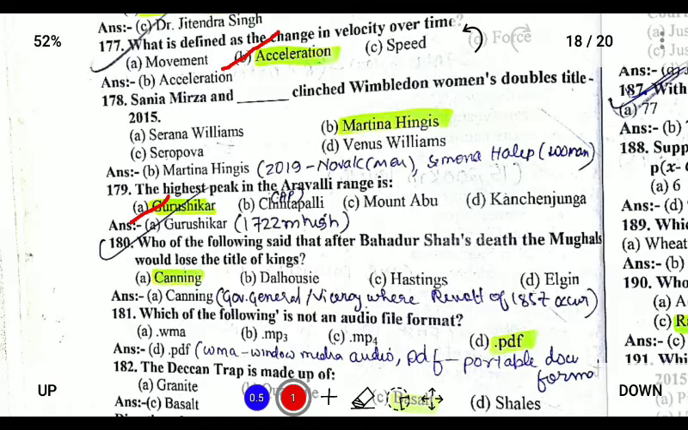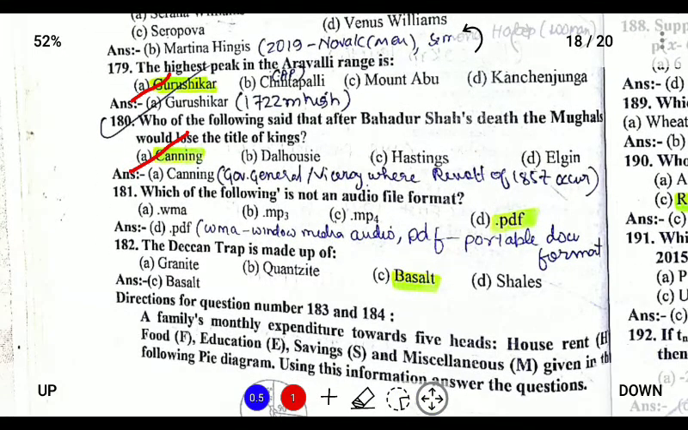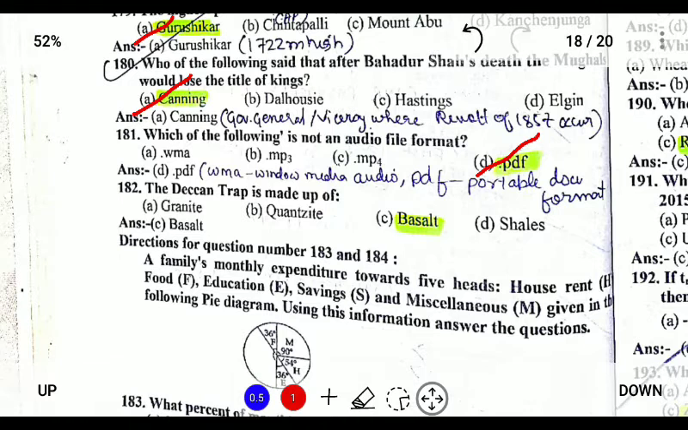Which of the following said that with Bahadur Shah the Mughals would lose their title of king? So Canning. During the first war of Indian independence, Governor General Canning said that Bahadur Shah Zafar's death would lead to the collapse of the Mughal Empire. Which of the following is not an audio file? So PDF is Portable Document Format, a file to open text.